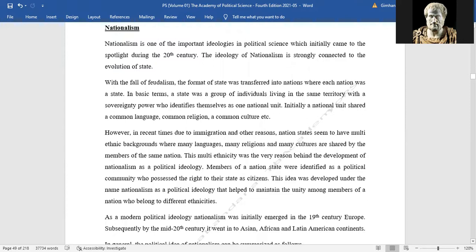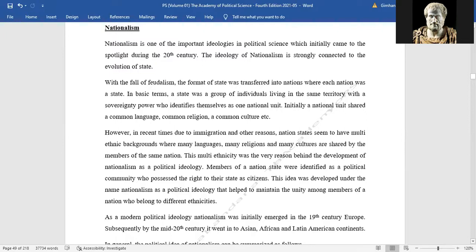Nationalism. Nationalism is one of the important ideologies in political science which initially came to the spotlight during the 20th century. The ideology of nationalism is strongly connected to the evolution of the state. With the fall of feudalism, the format of the state was transferred into nations where each nation was a state. In basic terms, a state was a group of individuals living in the same territory with a sovereign power who identified themselves as one national unit. Initially, a national unit shared a common language, common religion, a common culture, etc.